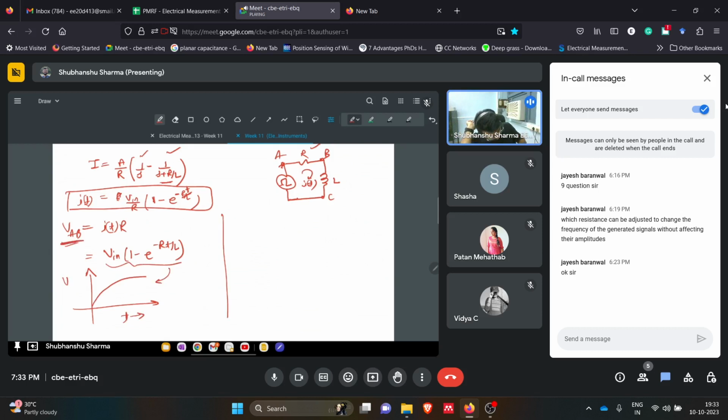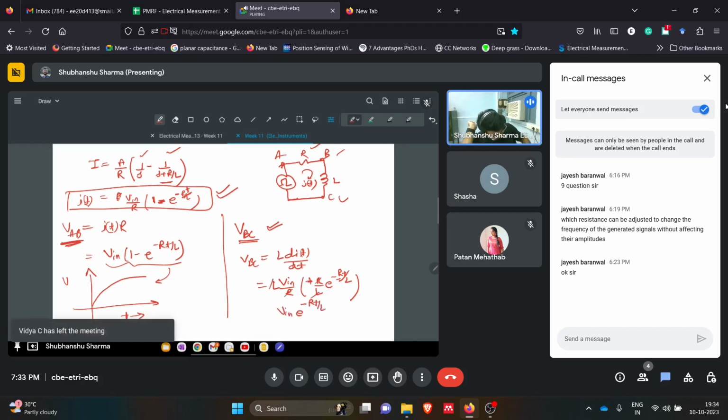Now, so this was VAB. What will be the voltage drop across the inductor L? That is VBC. It will be VBC equals L dI(t)/dt. So we will have to differentiate the I(t) expression. It will be Vin by R times L minus R by L e to the power minus Rt by L. So there was already a minus here, and minus minus will be plus. R will cancel. Vin e to the power minus Rt by L will be the expression.